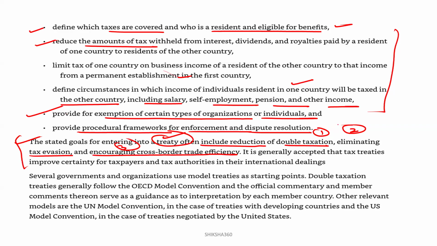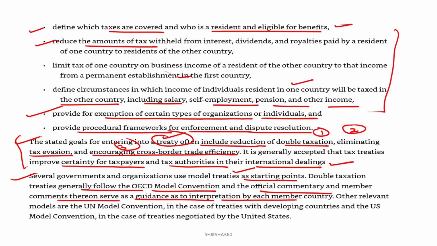It is generally accepted that tax treaties improve certainty for taxpayers and tax authorities in their international dealings. Several governments and organizations use model treaties as starting points. Double taxation treaties generally follow the OECD Model Convention, and the official commentary and member comments thereon serve as guidance for interpretation by each member country.